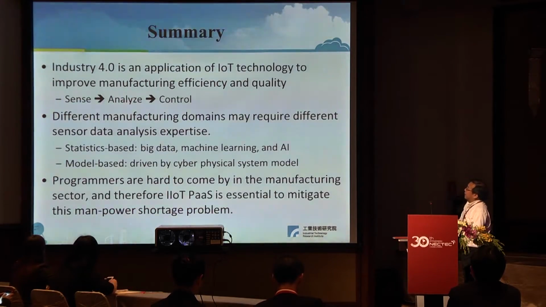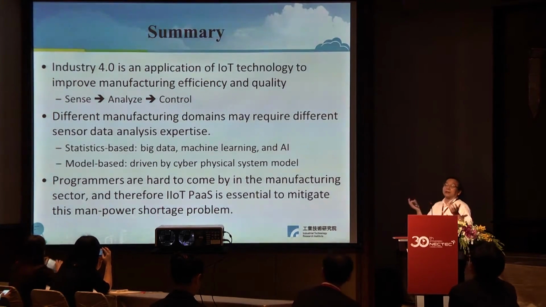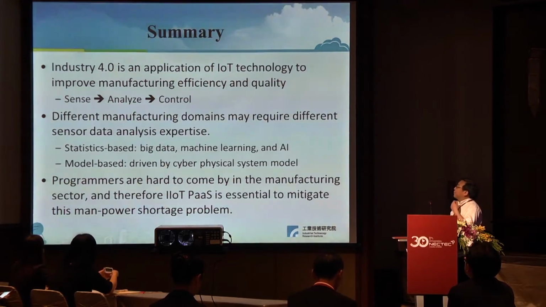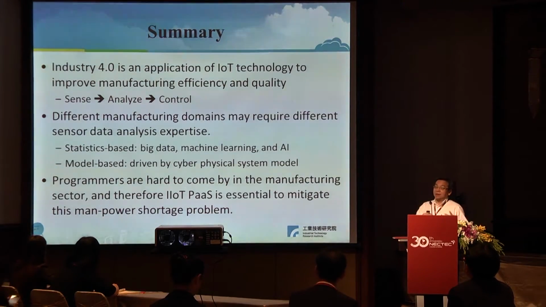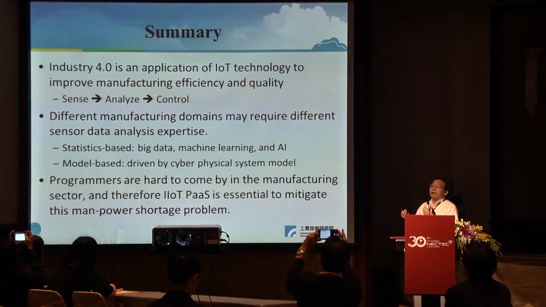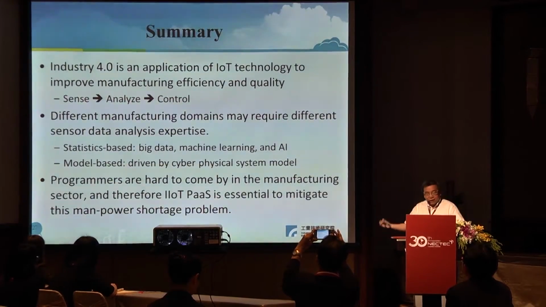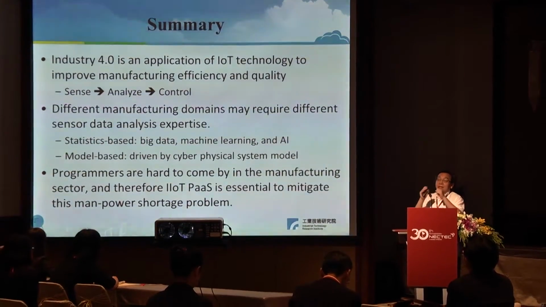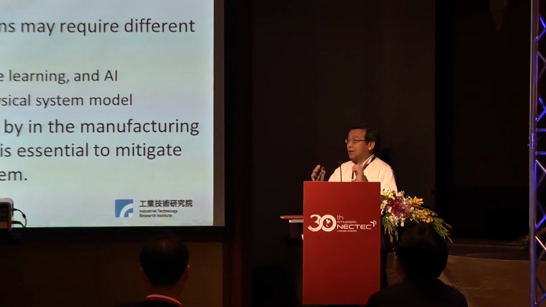So this is my last slide. I think what's known as Industry 4.0 is nothing but an application of IoT technology to improve manufacturing process efficiency and quality. And the reason we need to do that is what I just said. You want to increase the value, so you need the ability to accommodate mass customization. People just want different things, so each lot is going to be small. That means your manufacturing process has to be very flexible. At the same time, you cannot compromise the quality. The quality should stay the same.